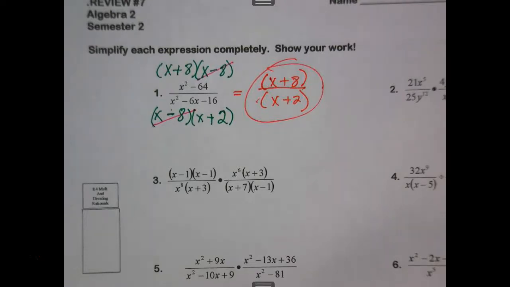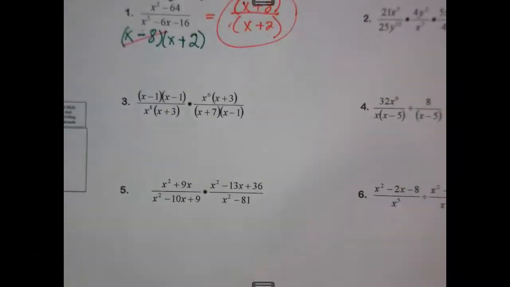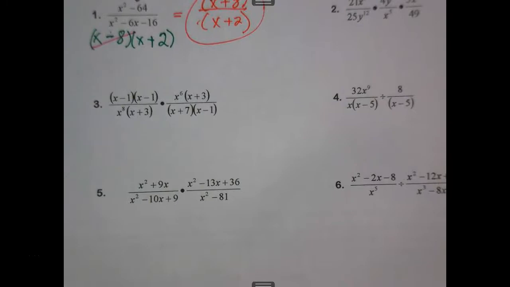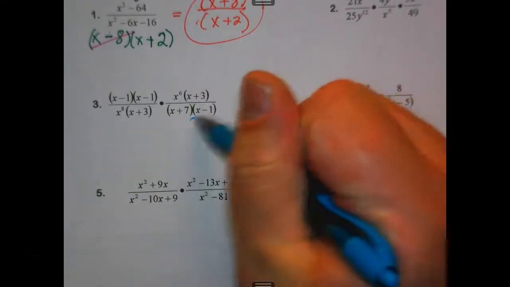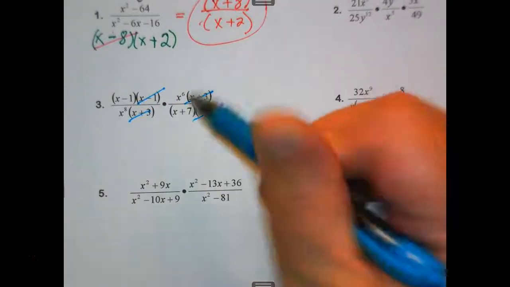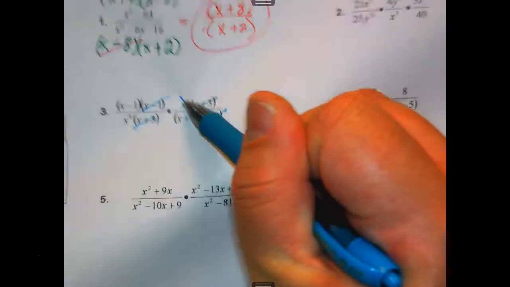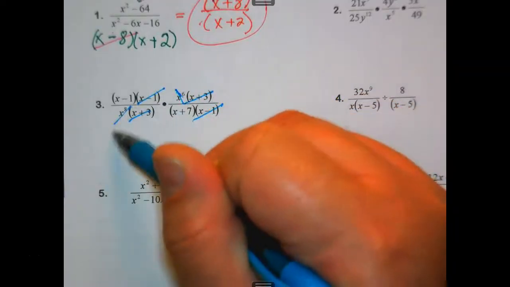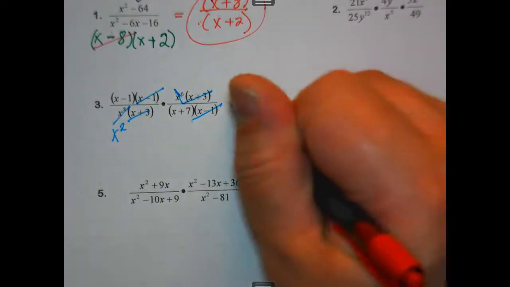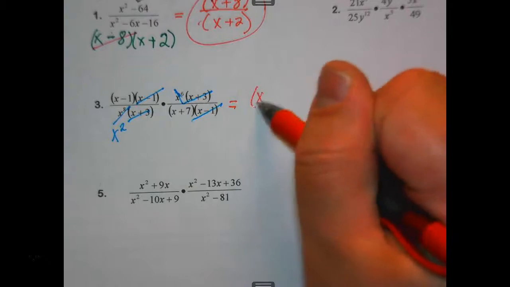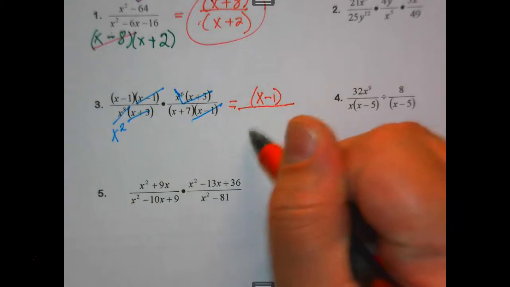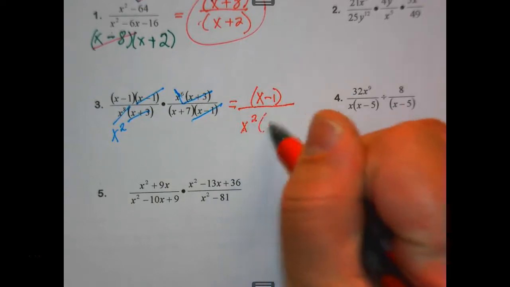Which other ones? For 3. Multiplications, I can cancel out. Everything's factored here. X minus 1, X plus 3. How about the X's? Yep, I have 6 here, 8 here. That leaves me 2 here. X minus 1. X squared times X plus 7.